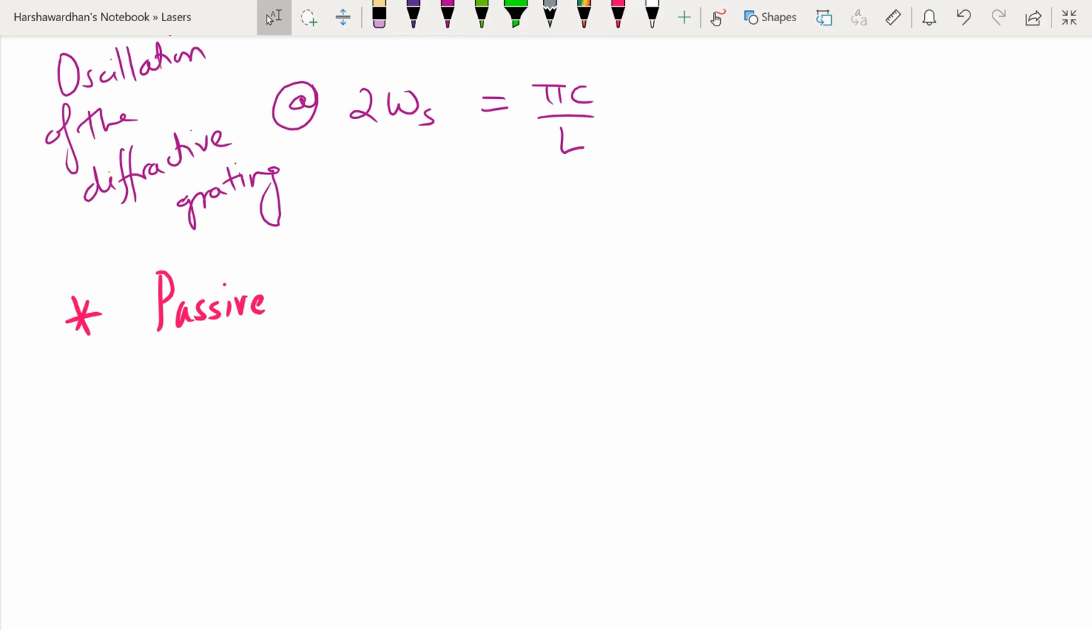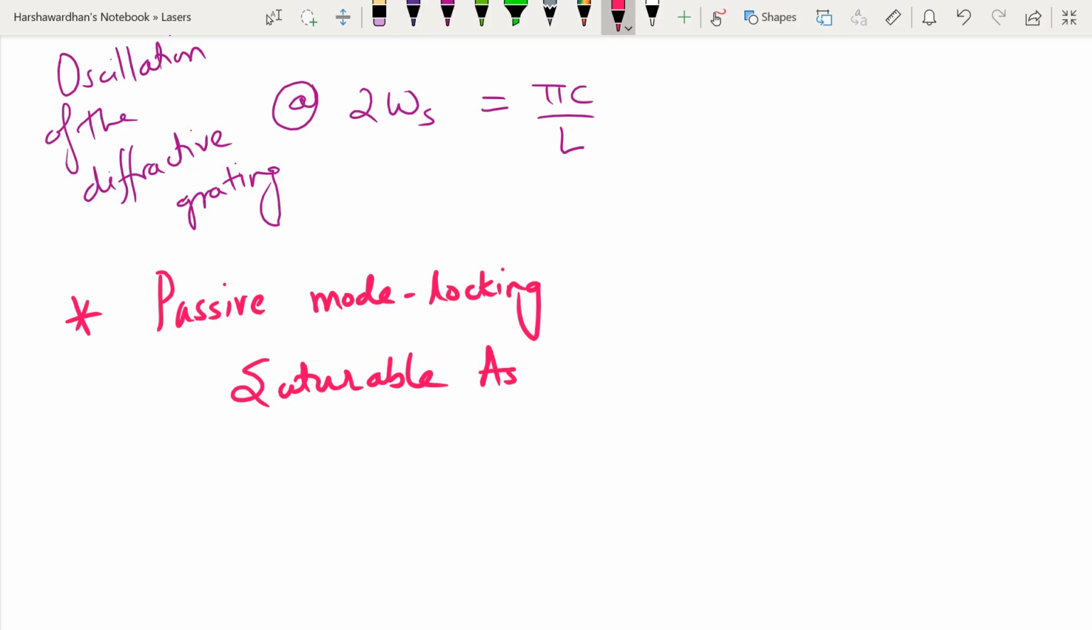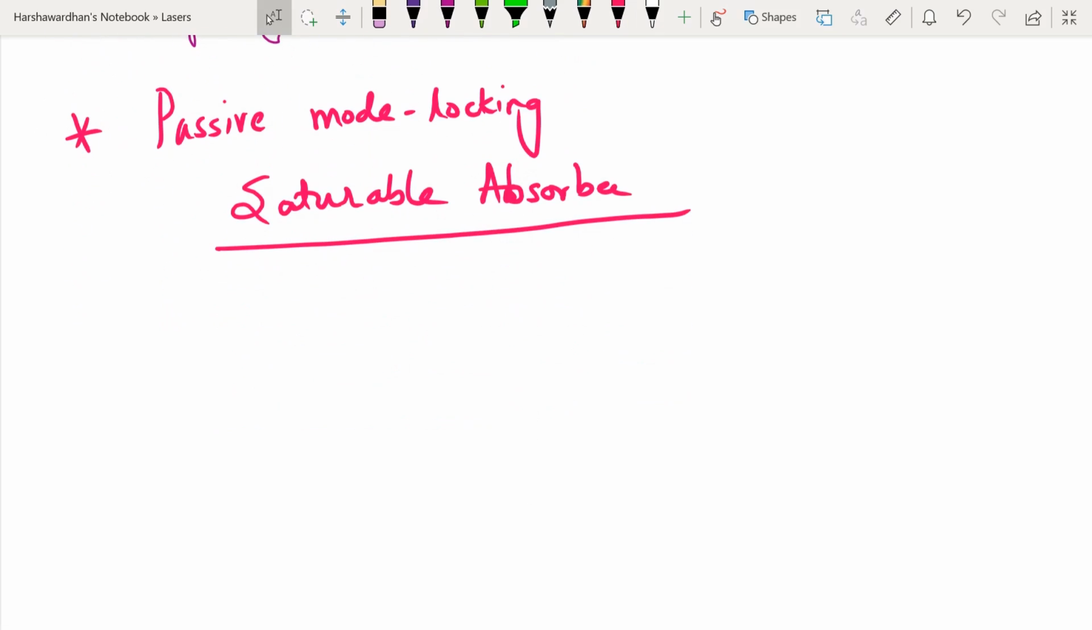What we're going to discuss now is passive mode locking, and this is done by the same ubiquitous saturable absorber that we have talked about earlier in a different context, and I will bring out the differences between the two. But one can use the same saturable absorber and essentially obtain a similar effect that we want to achieve, which is modulation followed by an appropriate period of the modulation, resulting in mode locking.